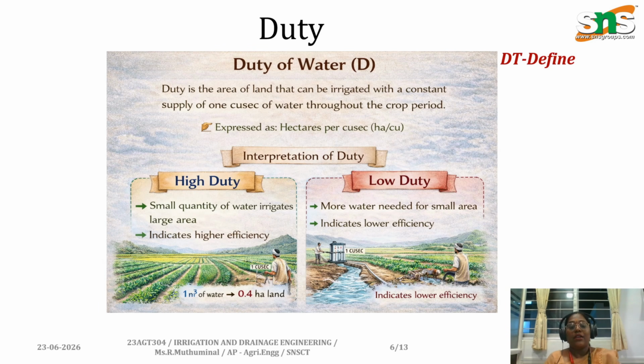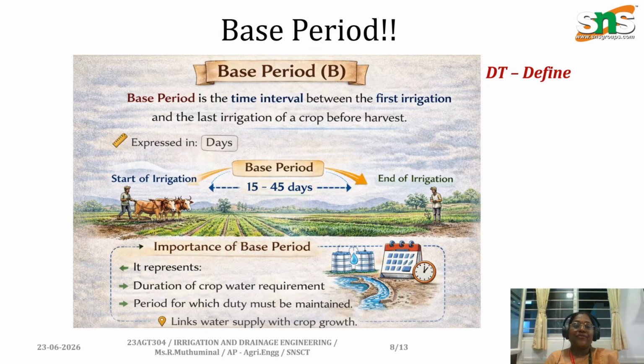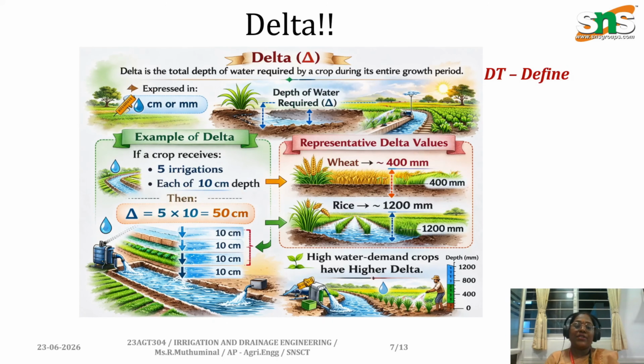So now let us discuss delta. Delta refers to the total depth of water required by a crop throughout its growing period. It is expressed in centimeters or meters, so different crops have different delta values. For example, paddy requires a larger quantity of water and therefore has a higher delta, whereas pulses and oil seeds require comparatively less water.